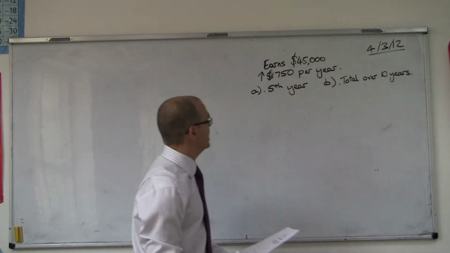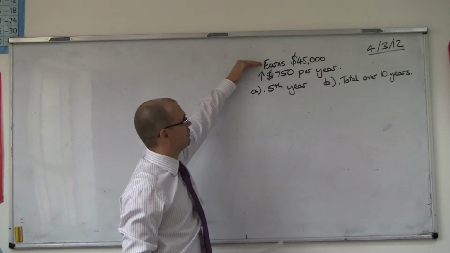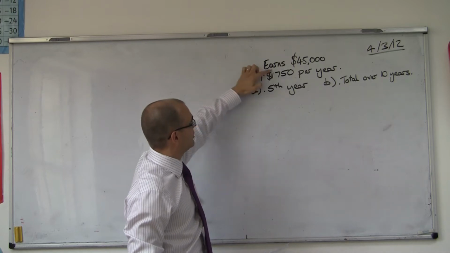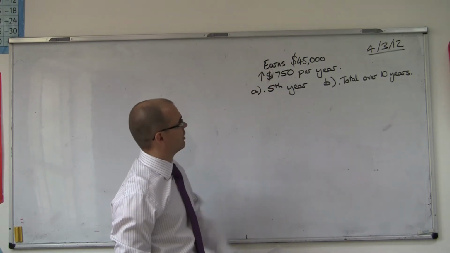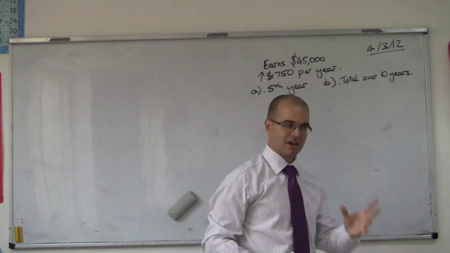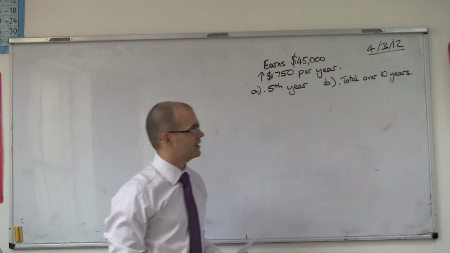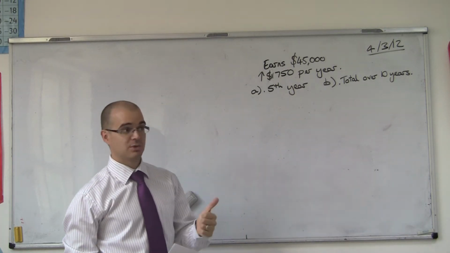Okay, so we've got a question here. A teacher is earning $45,000 and it's going up by $1,750 per year. Okay, hopefully at this point you'll start thinking to yourself, we're looking at sequences and series.